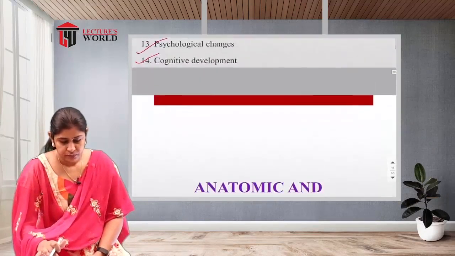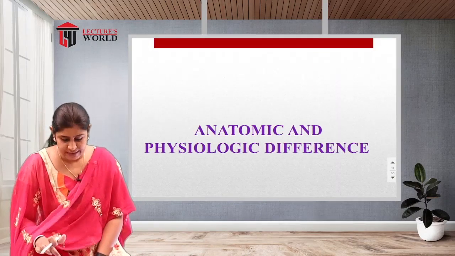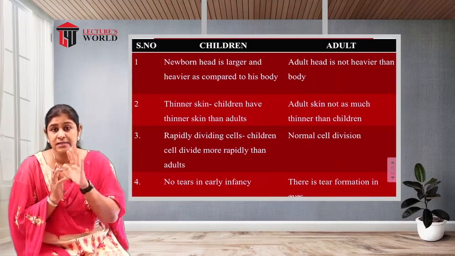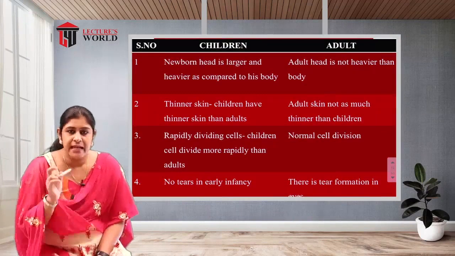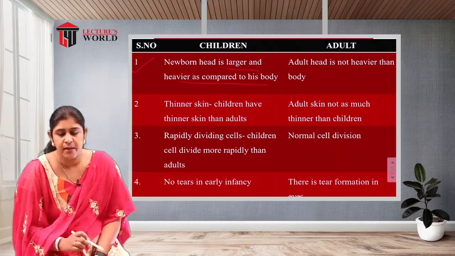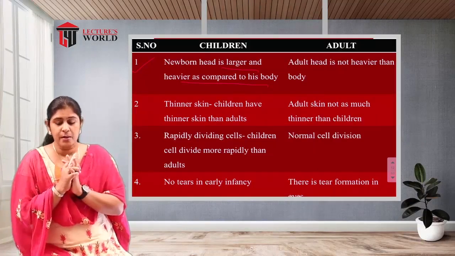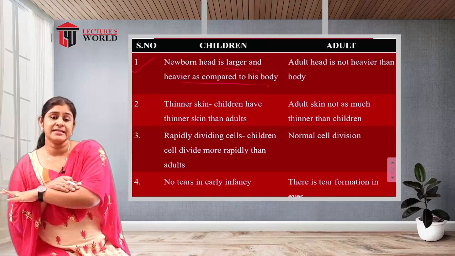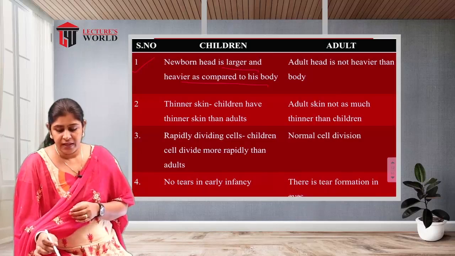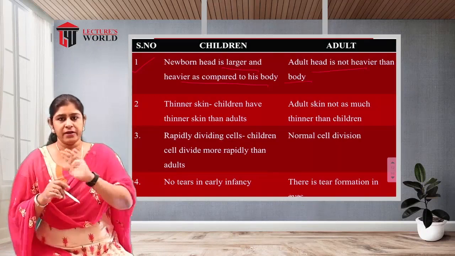So let's begin with our first classification, that is anatomic and physiologic differences. I have divided it into two types, children and adult. In anatomic and physiologic difference, the first is that the newborn head is larger and heavier as compared to his body. Adult head is not heavier than the body.